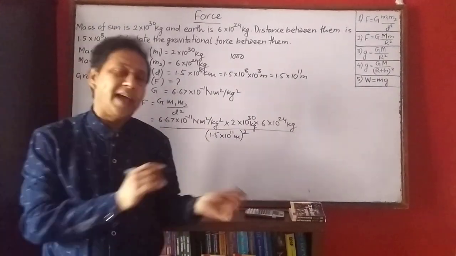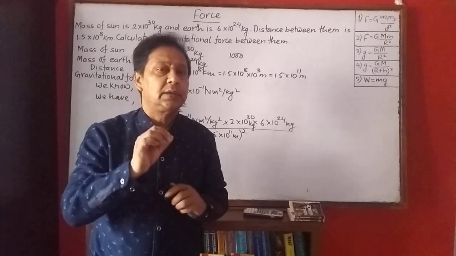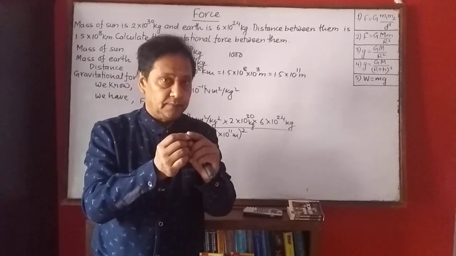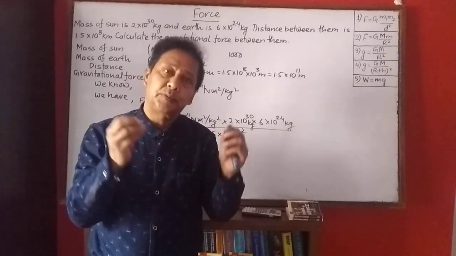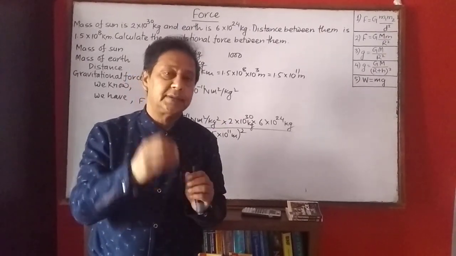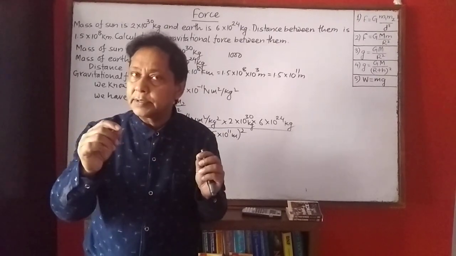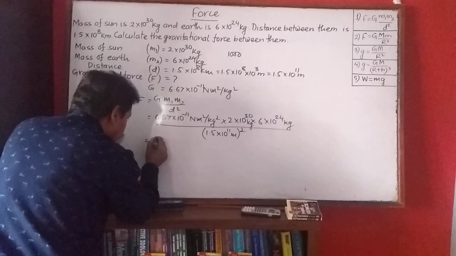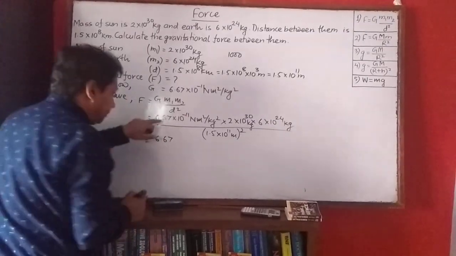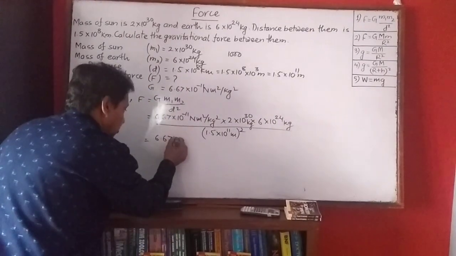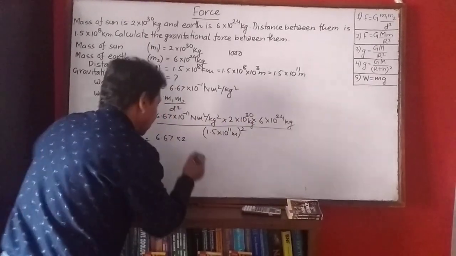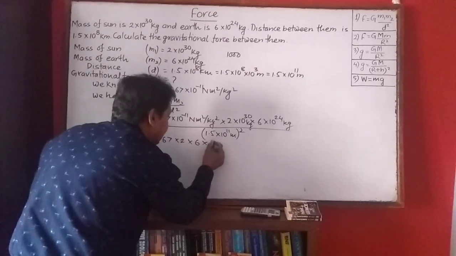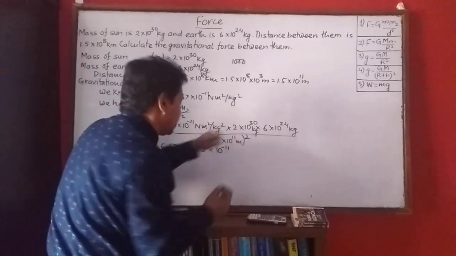Now, while solving a numerical problem, one thing you have to remember: number interacts with number, but power of 10 interacts with power of 10. That's why I suggest you write the numbers first and then the powers of 10. This way, look at this. 6.67, another number is 2, another number is 6. Now the powers of 10: 10 to the power minus 11, another 10 to the power 30.